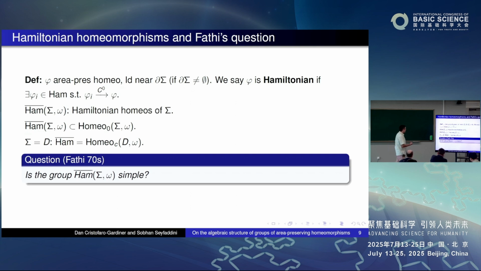And now Fathi actually asked this more general question. Is this group of Hamiltonian homeomorphisms of any surface a simple group or not? Okay, so it clearly generalizes the question about the disk. And to give you some context for why he asked this question, maybe I'll recall a little bit on the next slide the series of works he did that led him to this question.